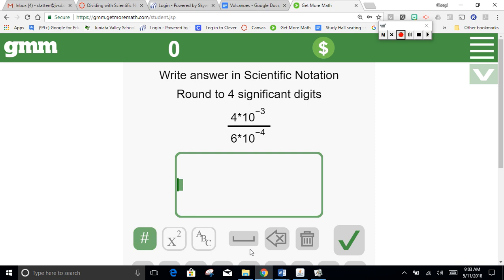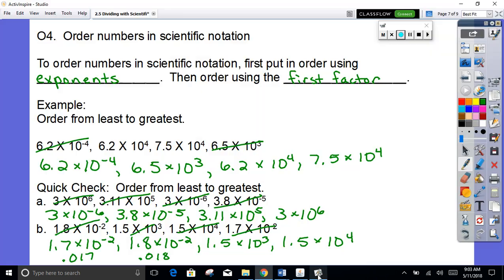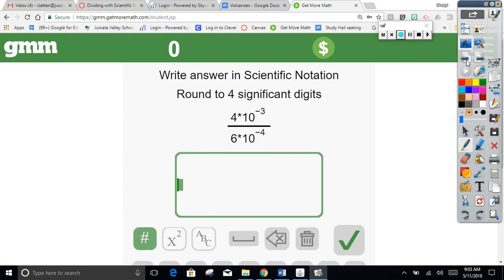Okay, this is a nice easy one. I'm glad I got this one. I hope you guys are this lucky. Okay, so we're going to round, it says to 4 significant digits. That means other than leading and trailing zeros, there needs to be 4 actual numbers. You can count a 0 in between as a significant digit.